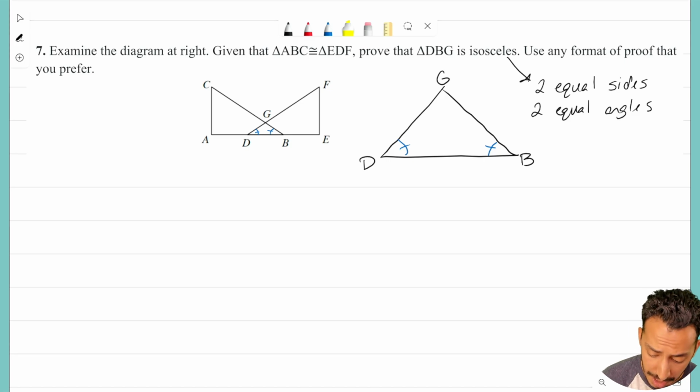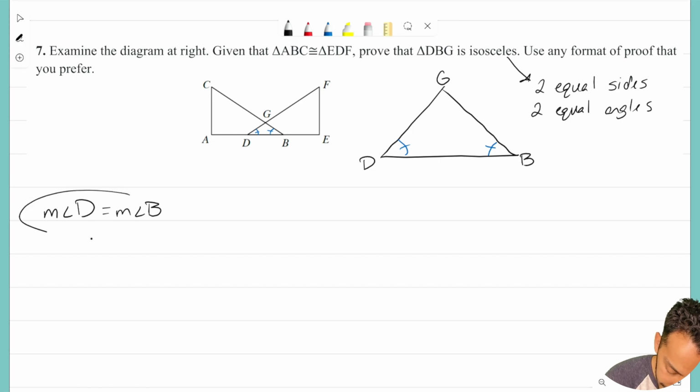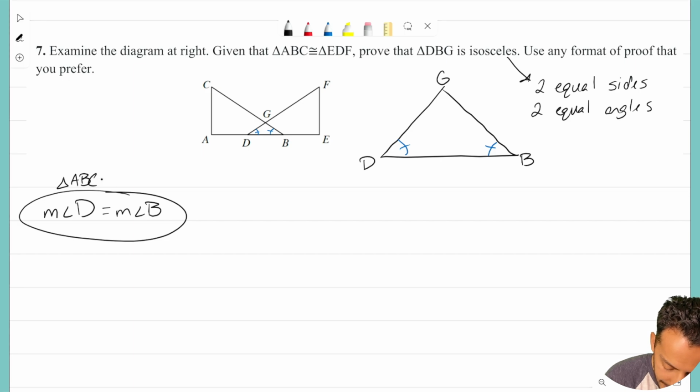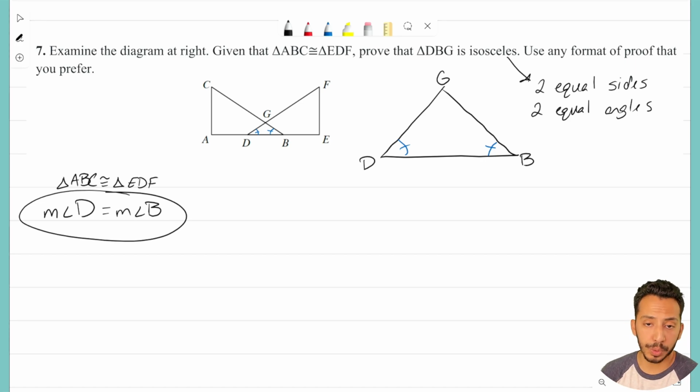That's kind of big for us because if I'm making this flowchart, I can already say right off the bat that the measure of angle D is equal to the measure of angle B. Boom, I got my first bubble done for my flowchart. How do I know that? Well, I know that because triangle ABC is congruent to triangle EDF. That is the reason those 2 angles are equal. We're doing okay so far. We got one part done, 2 equal angles. We figured that one out.